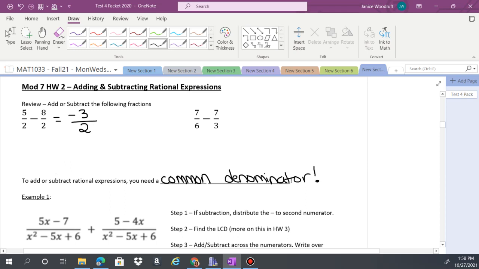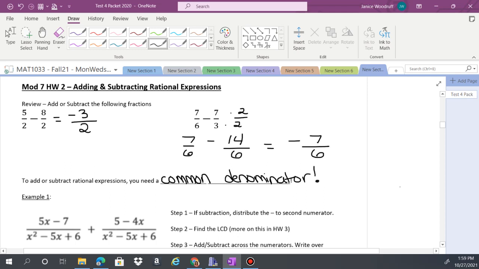My second example, I do not have a common denominator, so I want to make one using multiplication. So there I say, okay, well, I can make 3 into 6 by multiplying by 2. And I multiply the numerator and the denominator, which then gives me 7 over 6 minus 7 times 2, 14, over 3 times 2, 6. Then I have a common denominator that I made through multiplication. Then I subtract straight across the top, 7 minus 14, negative 7, and I put it over the common denominator.